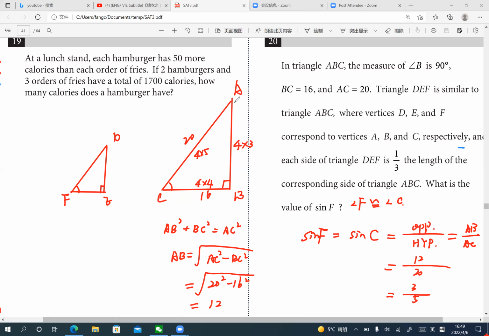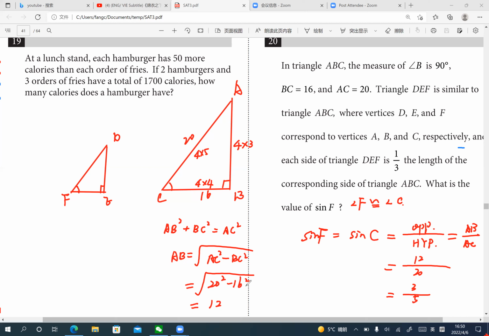By the given information, AC equals 20, BC equals 16. According to the Pythagorean theorem, AB squared plus BC squared should be equal to AC squared. Therefore, AB equals the square root of AC squared minus BC squared. Plug in the given information: AC equals 20, BC equals 16. So AB equals the square root of 20 squared minus 16 squared, which is 12. So the length of AB is 12.